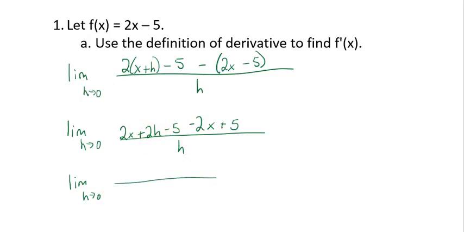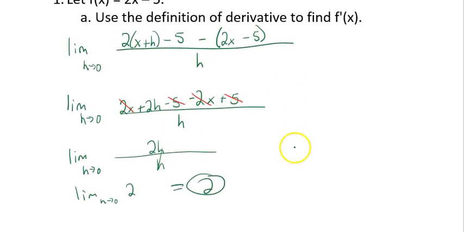And then on this next line, I'm going to start canceling out the positive 2x and the negative 2x, the negative 5 and the positive 5. And that leaves me with a 2h on top and an h on the bottom. And those cancel out. So I have the limit as h approaches 0 of 2. And if you'll remember, that's one of your famous limits, just your horizontal line. So as h approaches anything, the answer is 2.